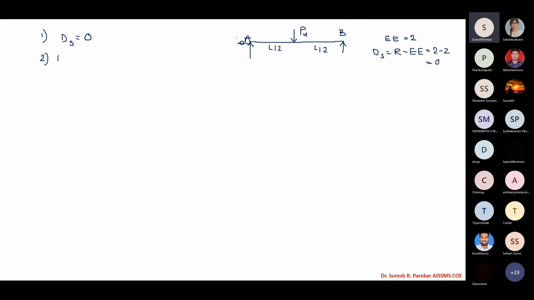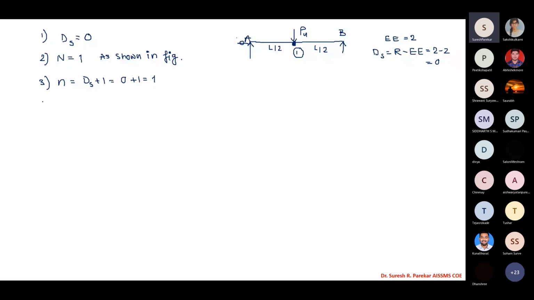Second, capital N, number of possible hinges किती? 1. कुठे होणार? Under concentrated load. Yes. So we have only 1 under concentrated load. So N is equal to 1 as shown in figure. Then we have third, small n. We have direct formula DS plus 1. DS we have 0, 0 plus 1, so we require only one plastic hinge for the collapse.